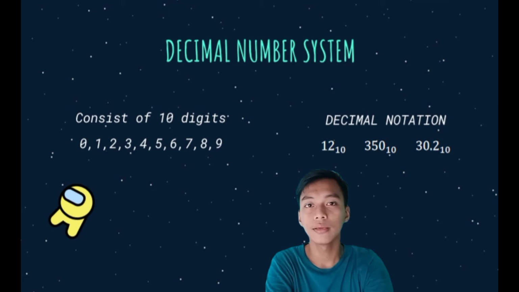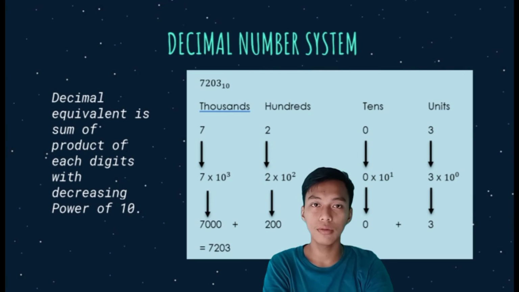Decimal number system. It uses 10 digits from 0 to 9. It is written with a subscript of 10 since it's composed of 10 digits. This is an example of decimal notation: 12 sub 10, 350 sub 10, 30.2 sub 10. The decimal equivalent is the sum of the products of these digits with decreasing powers of 10.